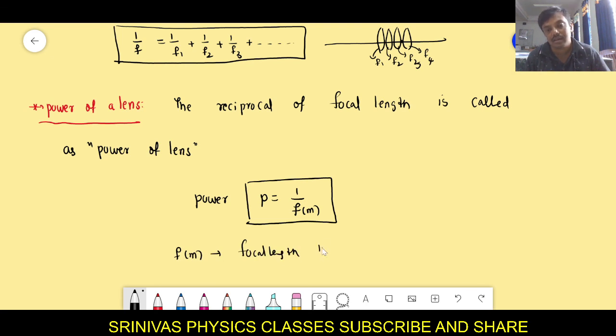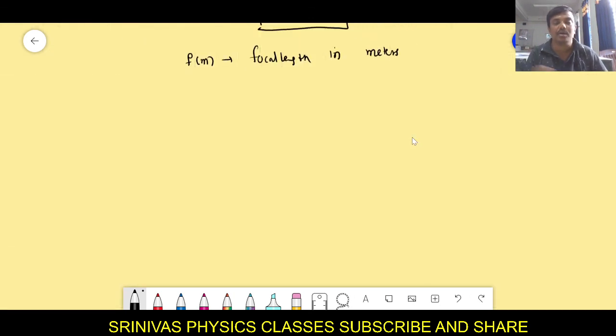Focal length in meters. You will get the unit. What is the unit of this one? Diopter. Diopter is the unit. Okay, right. If you want the combined power, then what we will do here? If we have the two lenses, they have the powers P1 and P2 that are combined. Then at that moment, effective power. We write like this. Very simple, right?